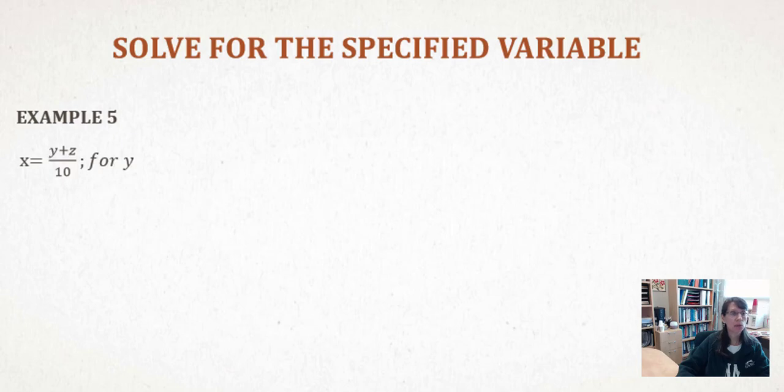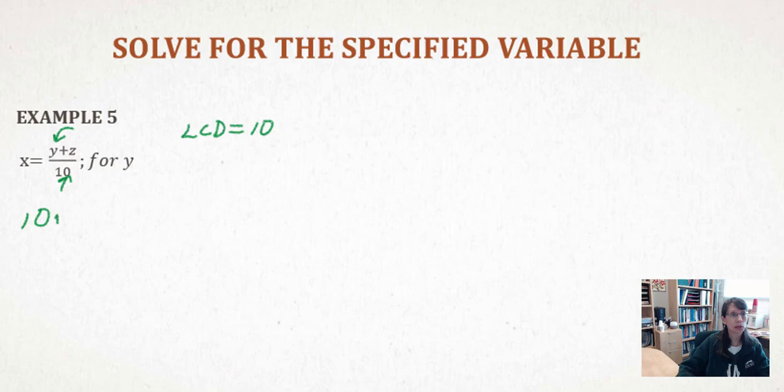In example 5, we're given x equals y plus z divided by 10. We're trying to solve this equation now for the variable y. Since y is in the numerator of a fraction, we're going to have to clear the fraction from the equation in order to isolate the variable y. 10 is our only denominator, so the lowest common denominator must be 10. To eliminate the fraction, we simply multiply each side of the equation by 10.